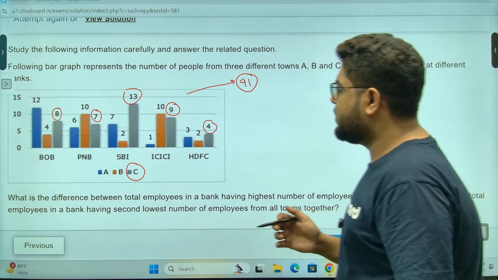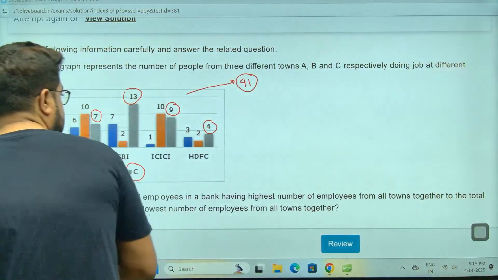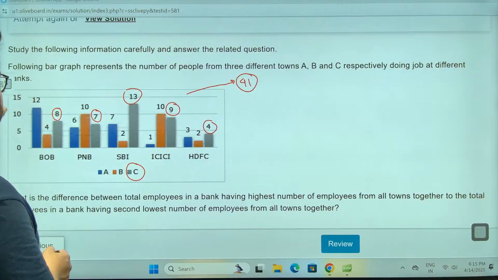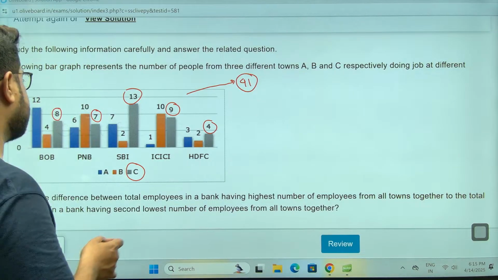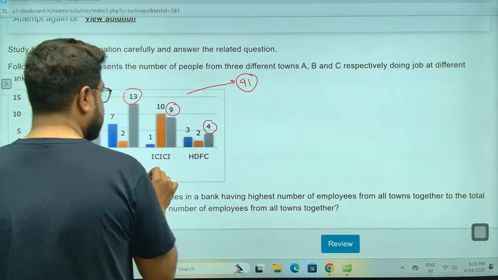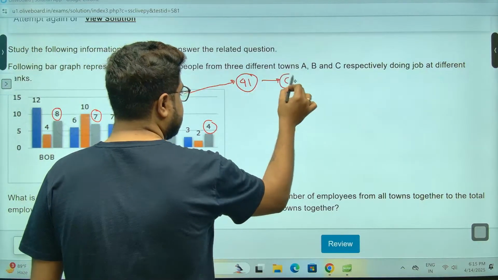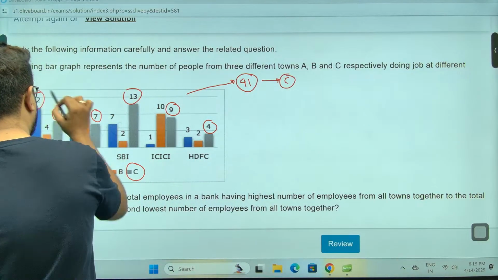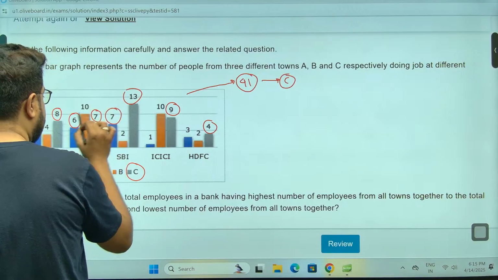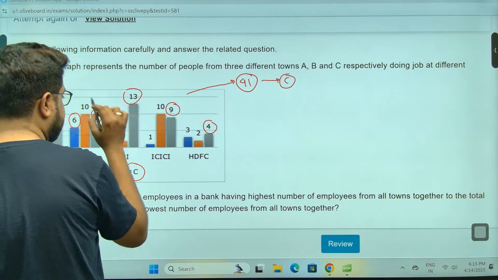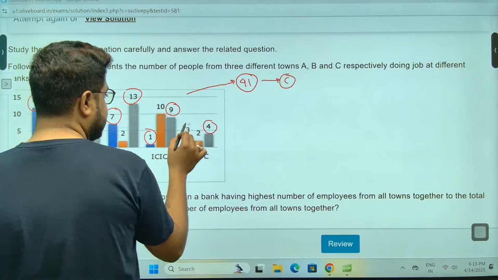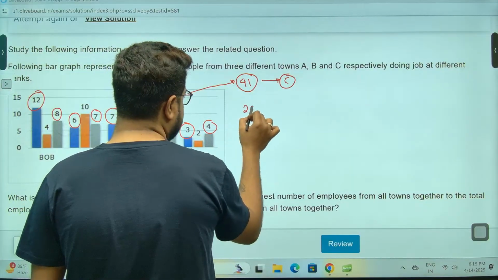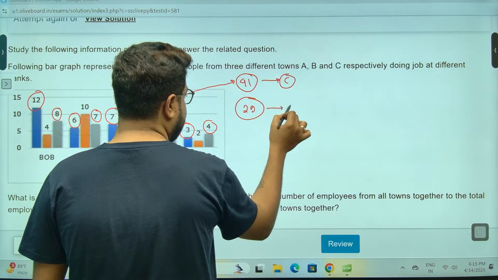For that we will have to look, brother. Second lowest, lowest will be what? Let's figure out now. C is this, otherwise it will eat our time. 12, 6, 18. Sorry, 18 plus 7, sir, 25, 26, 29, sir. That is bank E.